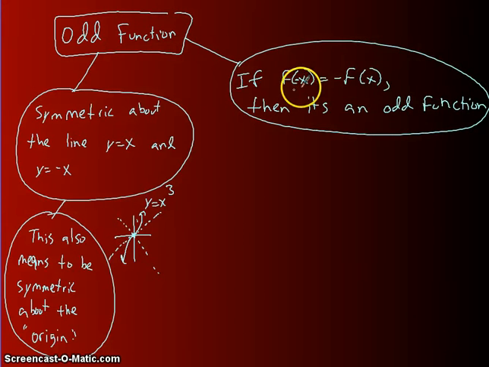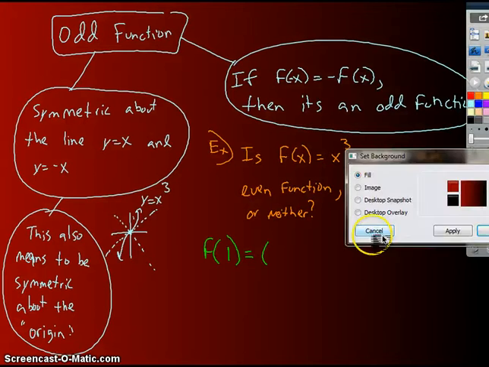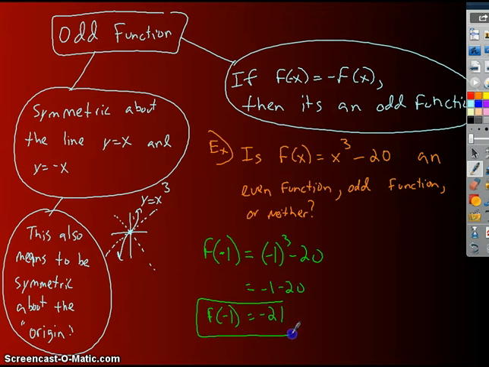Algebraically, if f of negative x equals negative f of x, then it's an odd function, meaning this. So be sure to pause the video and write all these things down. But this means that if I plug in, say, negative 1 into this polynomial, I'll get negative 1 cubed subtract 20, which is negative 1 subtract 20, which is negative 21. So f of negative 1 equals negative 21.